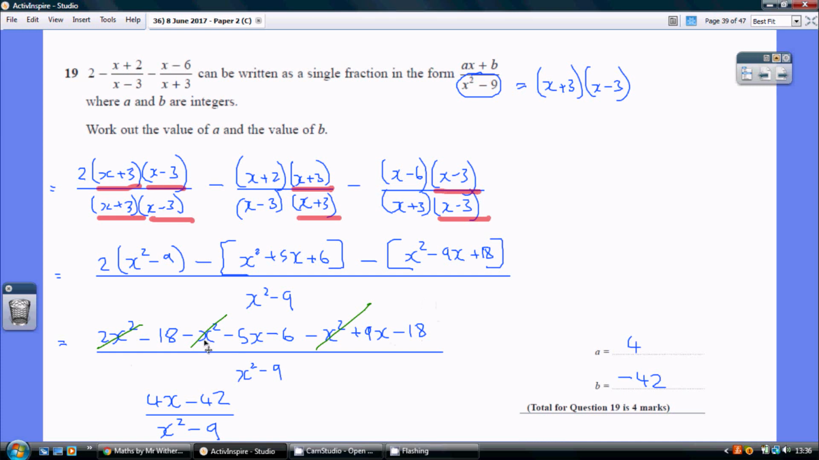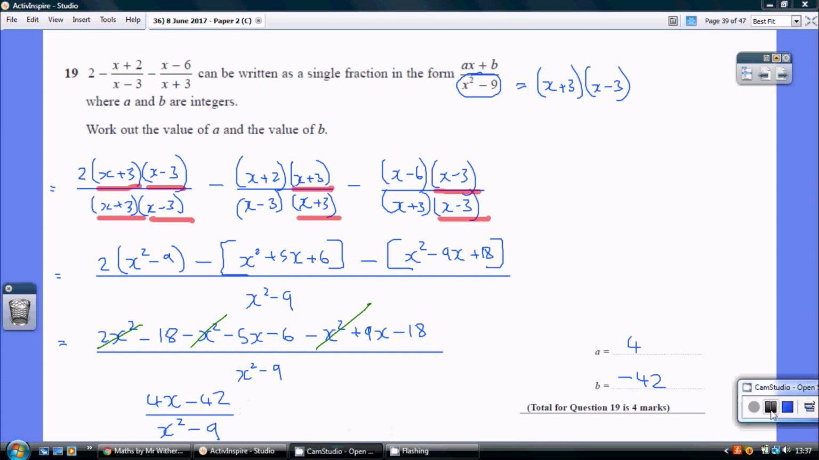So the x squareds then cancel out, because we've got 2x squared minus x squared minus x squared. Gathering up the x's, we've got 9x take away 5x, which is 4x. And then gathering up the normal numbers, we've got minus 18, minus 6, minus 18, which is minus 42. So comparing this to the question, a is the coefficient of x, which is 4, and b is the number on its own, so that's minus 42.